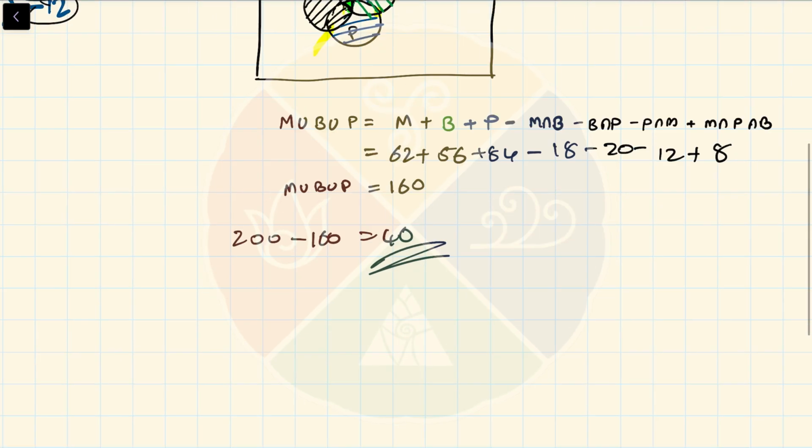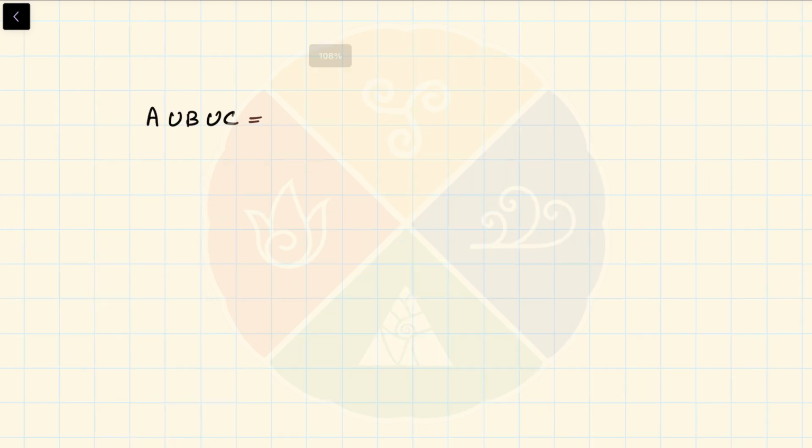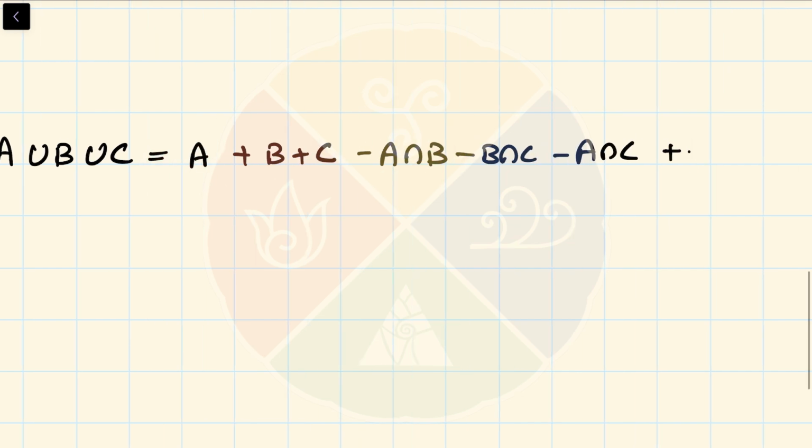Now let me just give the formula once more. A union B union C. That means inside any of the circles, the number of people is A plus B plus C minus A intersection B minus B intersection C minus A intersection C plus A intersection B intersection C.